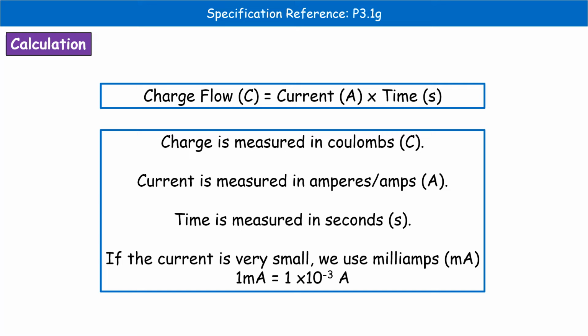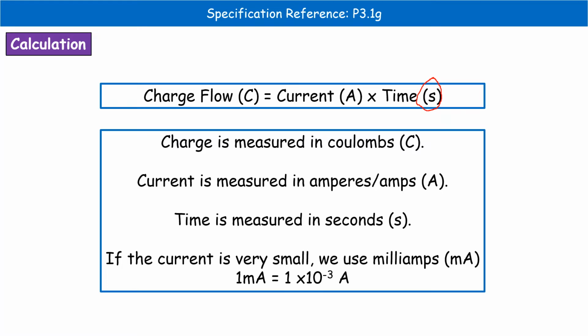Our next little bit is another calculation. Again, the formula is on your formula sheet, so do make sure you use that. Charge flow is current times time. Now remember, current is measured in amps and time measured in seconds. So just watch out for the time not being given in seconds there.